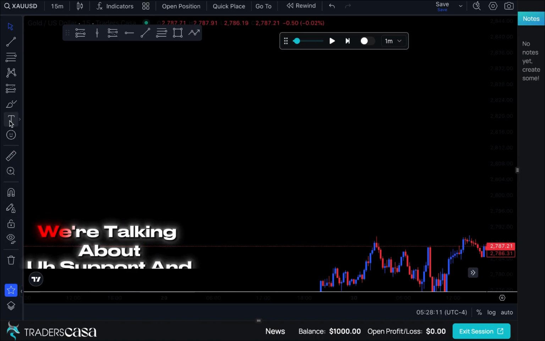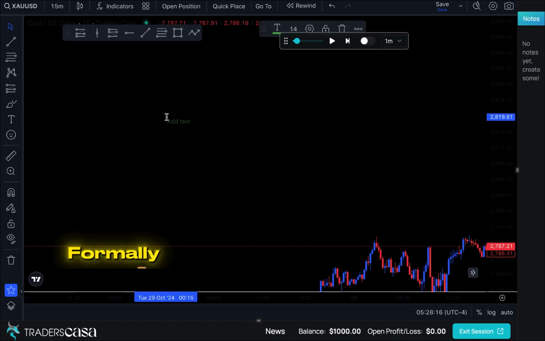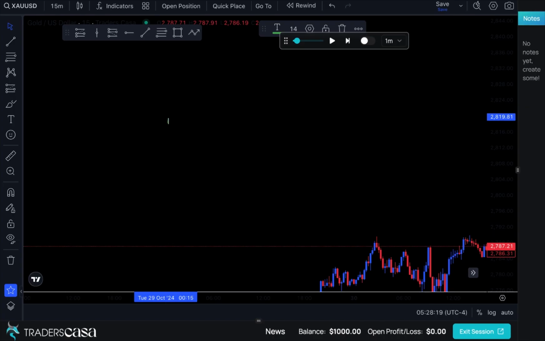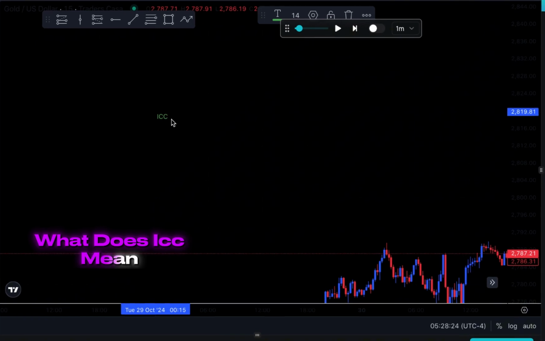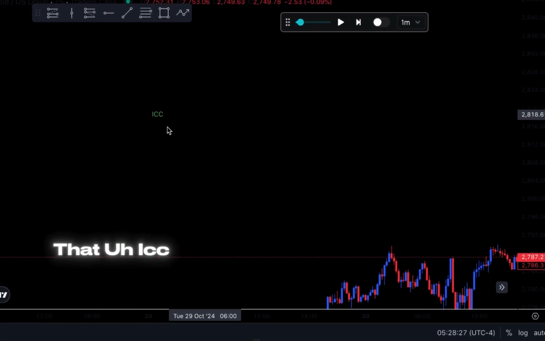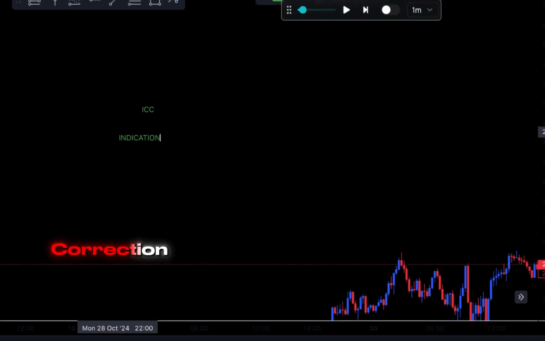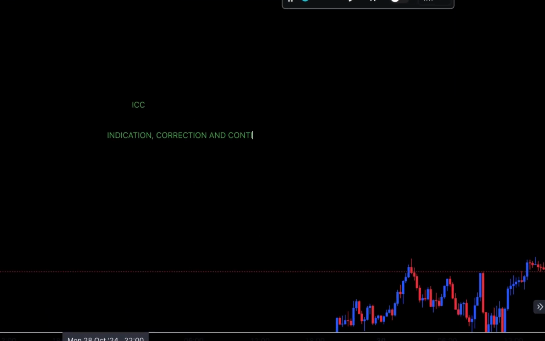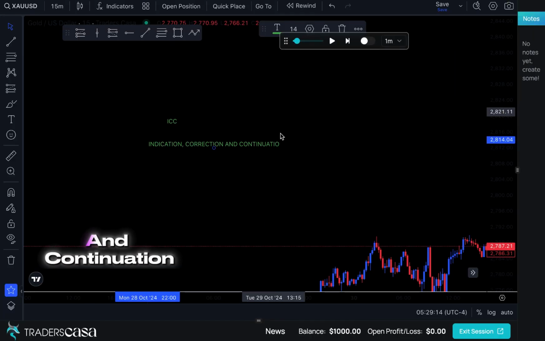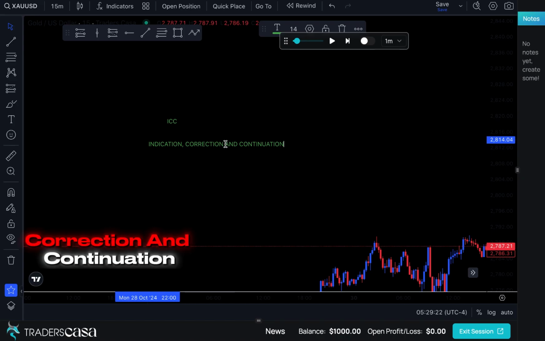So we're talking about support and resistance, which is now formally called ICC. So you might ask yourself, what does ICC mean? We know that ICC means indication, correction, and continuation. So that is the full meaning of ICC: indication, correction, and continuation.